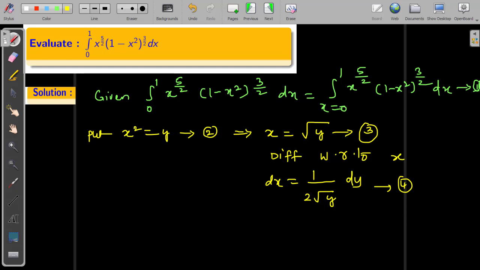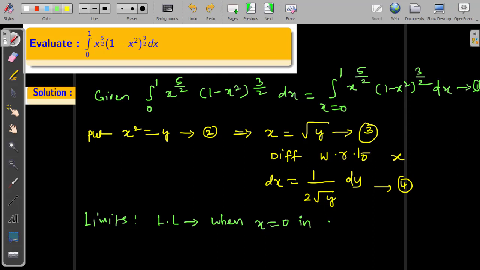Now we will talk about limits, because equation 1 is a definite integral. So when you put x square equal to y, limits also change. So we need to discuss the limits here. The lower limit is when x equal to 0. I am writing x equal to 0 from equation 1, x equal to 0 in equation number 3 or 2.